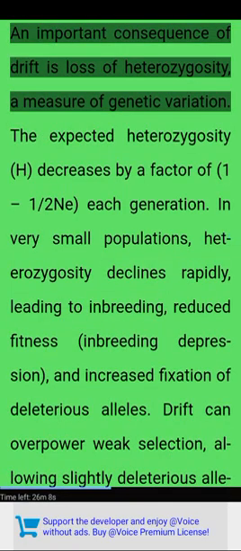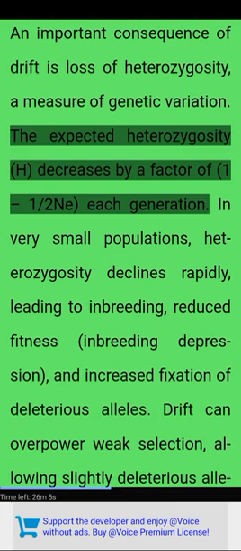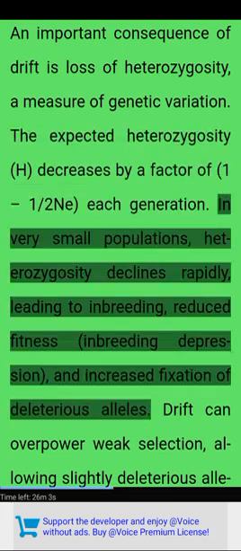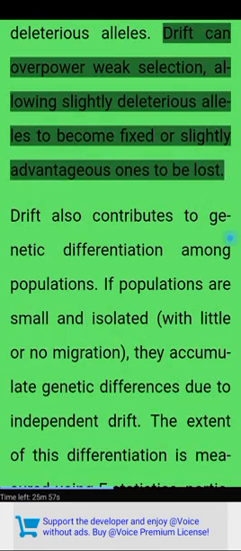An important consequence of drift is loss of heterozygosity, a measure of genetic variation. The expected heterozygosity H decreases by a factor of 1 − 1/(2N) each generation. In very small populations, heterozygosity declines rapidly, leading to inbreeding, reduced fitness, inbreeding depression, and increased fixation of deleterious alleles. Drift can overpower weak selection, allowing slightly deleterious alleles to become fixed or slightly advantageous ones to be lost.